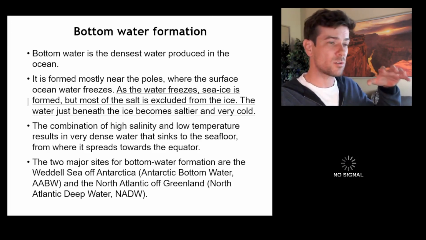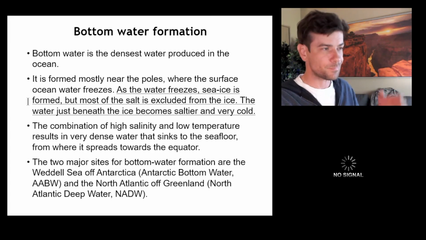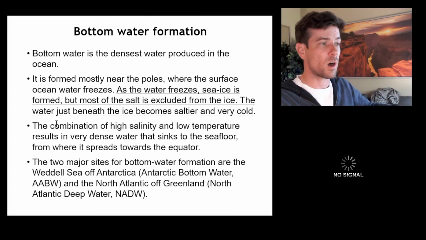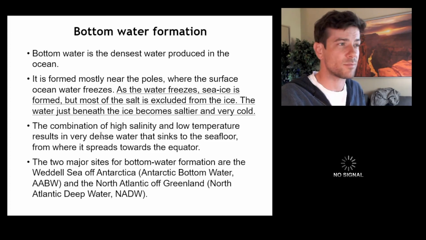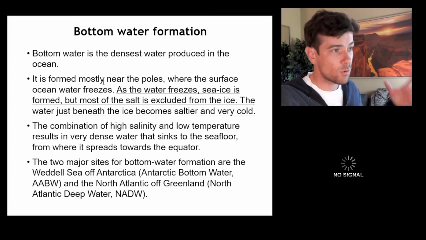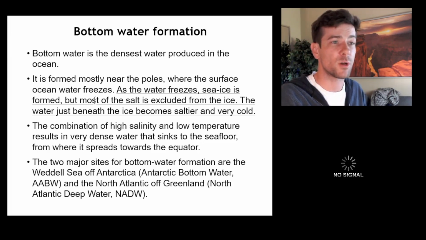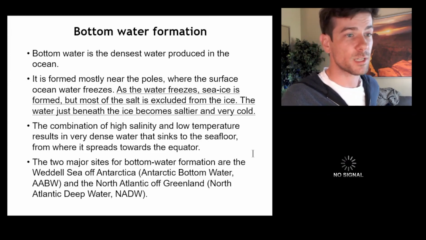When that water gets saltier and saltier, because water continues to be frozen out of it, the density increases and it starts to sink. It's also really cold, which helps it sink. That continuous sinking water from beneath these ice sheets is what really drives bottom water formation, deep ocean circulation essentially. It says here, as the water freezes, sea ice is formed, but most of the salt is excluded from the ice. The water just beneath the ice becomes saltier and saltier and very, very cold. The combination of high salinity and low temperature results in very dense water that sinks down to the seafloor, from where it spreads towards the equator.